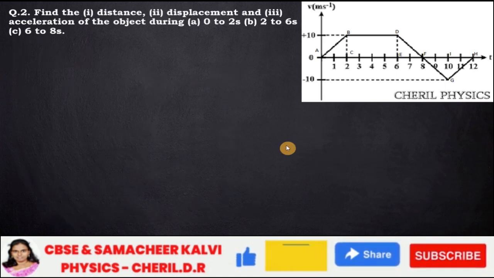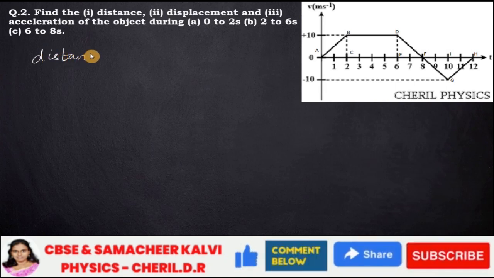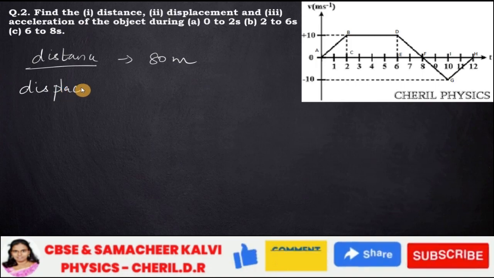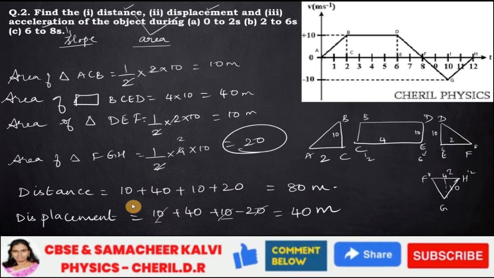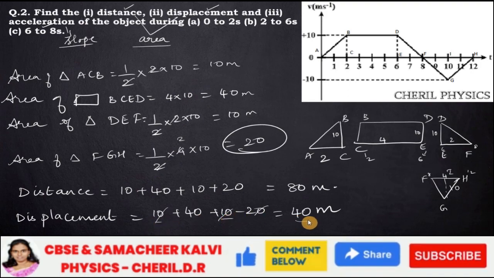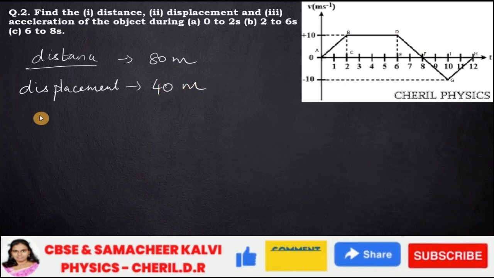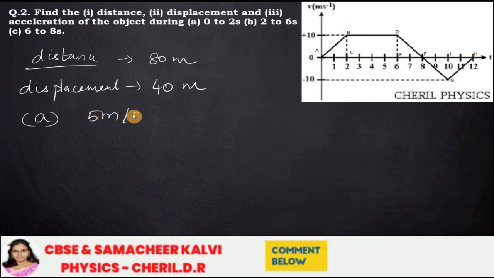Now just a quick recap. For distance, you are adding up all the areas, so it was 80 meter. For displacement you had subtracted. If you see here, what did we do? 10 plus 40 plus then minus 20, so we got 40 meter. And then the acceleration for the first part was rise by run, which was 5 meter per second square.